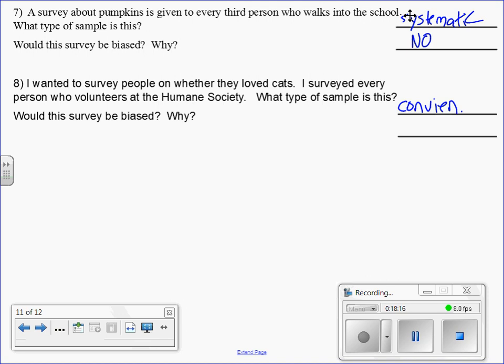Then would this survey be biased? Yes. Yes, definitely. You want to put your reason. So this one was no because everybody got a chance and I wasn't at a pumpkin farm. And this one was a yes because only pet lovers would be at the Humane Society volunteering.